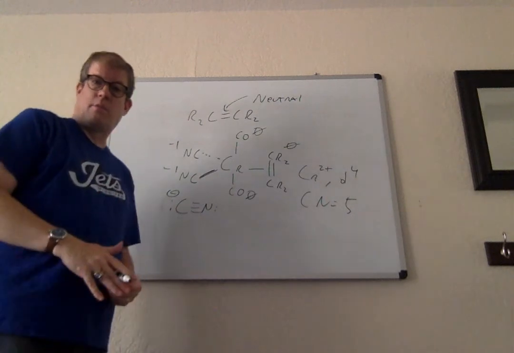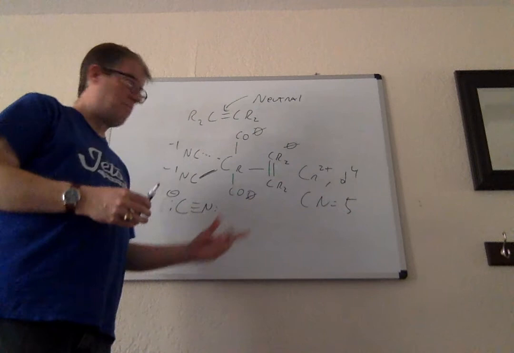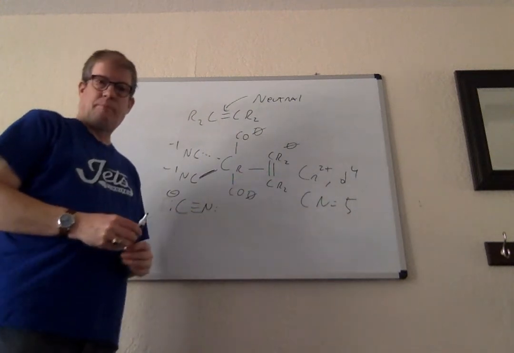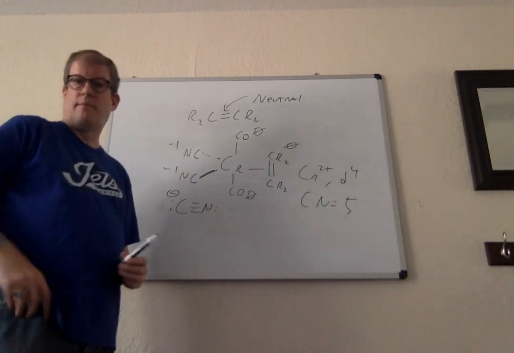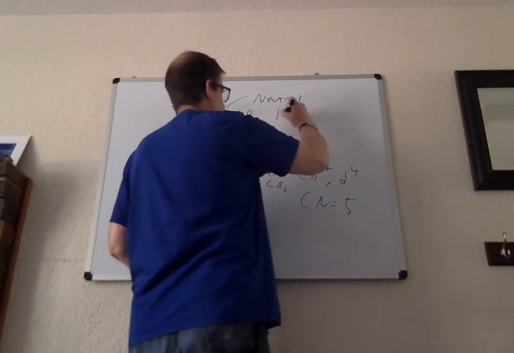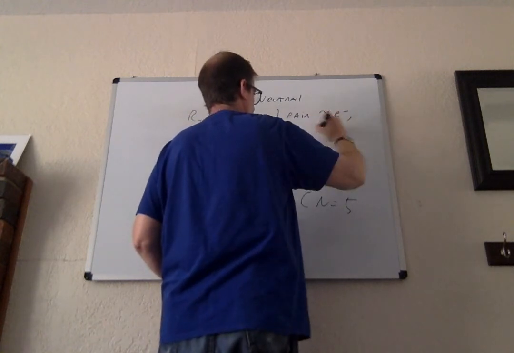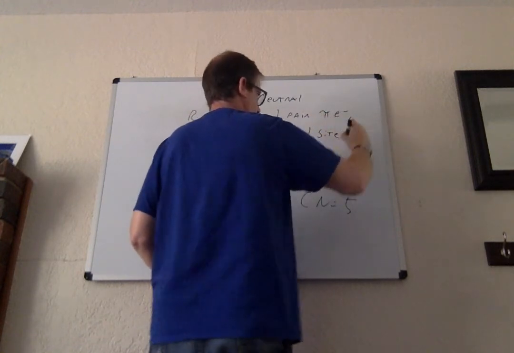And this is consistent with what we said before. There's one pair of pi electrons in there. The other part of the double bond is a sigma bond, so it doesn't get involved. One pair of pi electrons. One site.